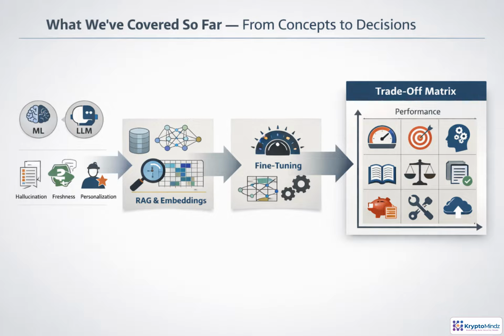So far, we've moved from the basic distinctions between ML and LLMs into context challenges like hallucination, freshness, and personalization. We then introduced RAG, embeddings, and fine-tuning as solution patterns. Now we shift from knowing the options to choosing among them under real product constraints.